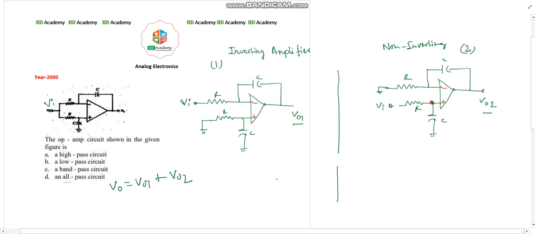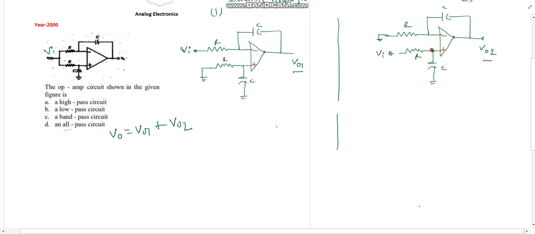Now first we find the inverting amplifier output V01. What will be the value of V01? It's an inverting amplifier, so the output will be minus feedback 1 by Cs by R into Vi, that means the input. So minus 1 by RCs into Vi. This is V01.